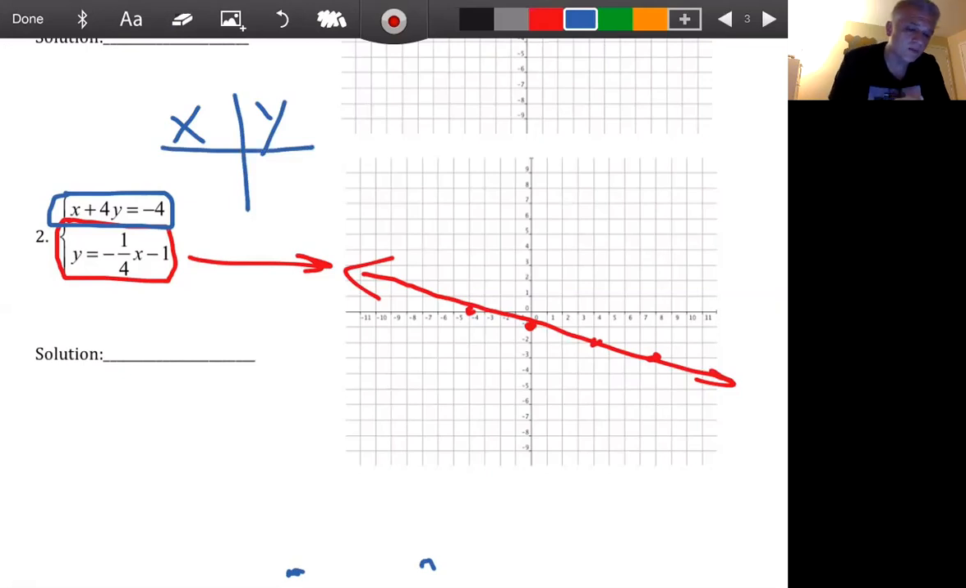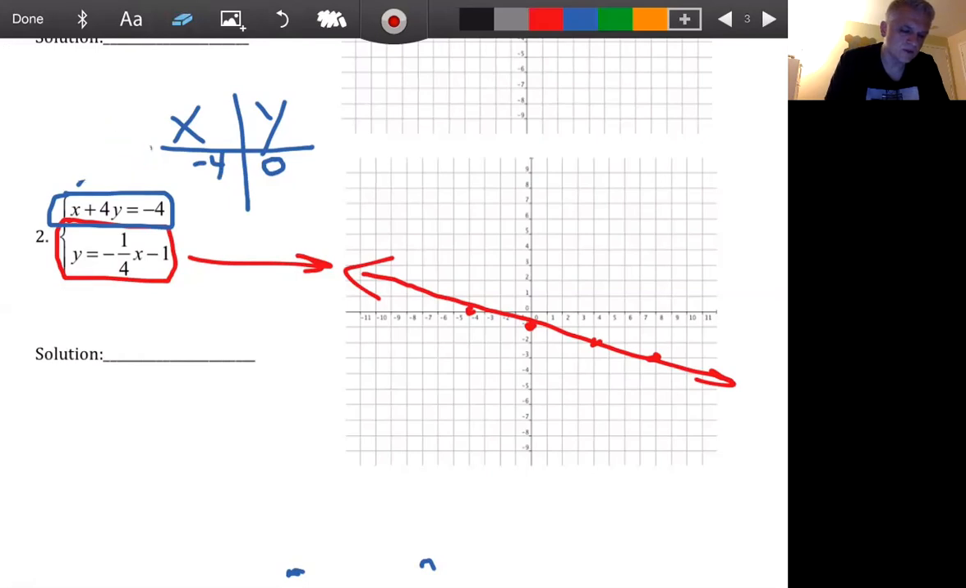Follow me. If I put, let's say 0 for y, that's an easy one, right? So if I substitute 0 for y, I get 4 times 0 is 0. And that means x plus 4 times 0 equals negative 4. So the 4 times 0 cancels. I get x equals negative 4. So I got the point negative 4, 0.